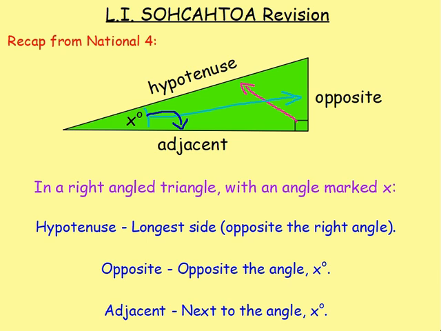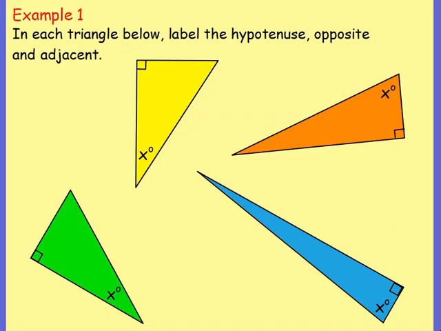Whenever you get one of these questions where you have to work out the size of an angle or the length of a side, and it's a trigonometry, a SOHCAHTOA question, you should always start by labeling the sides. The hypotenuse, the opposite, and the adjacent. So let's give it a shot. Let's see how you are with it. In each triangle below, label the hypotenuse, the opposite, and the adjacent.